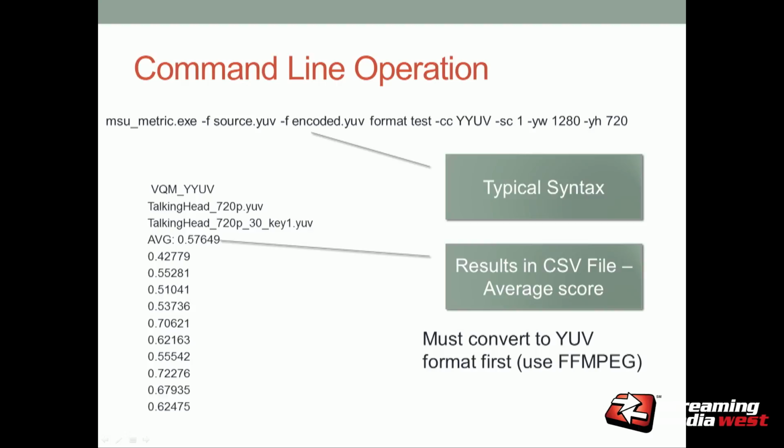The file that you open up, it creates a CSV file, and the top score is the average for that particular metric. And again, the metrics vary. They do a lot of them, but for the VQM metric, lower scores are better.